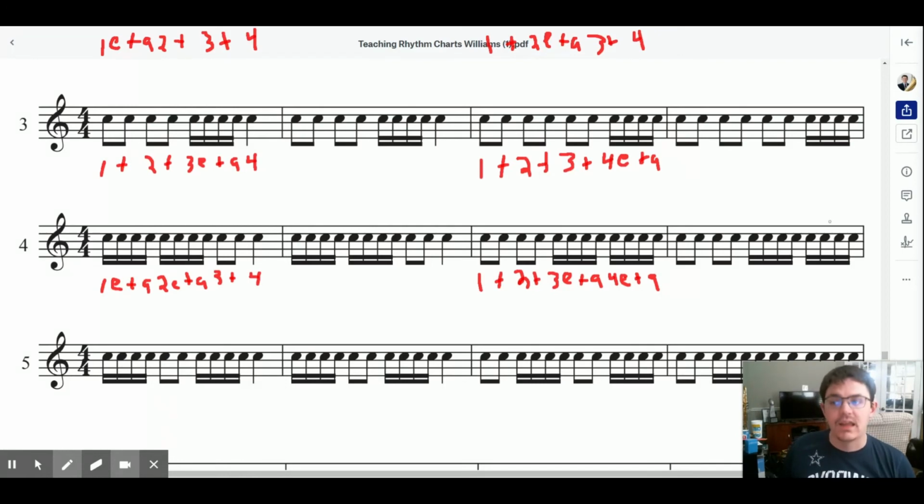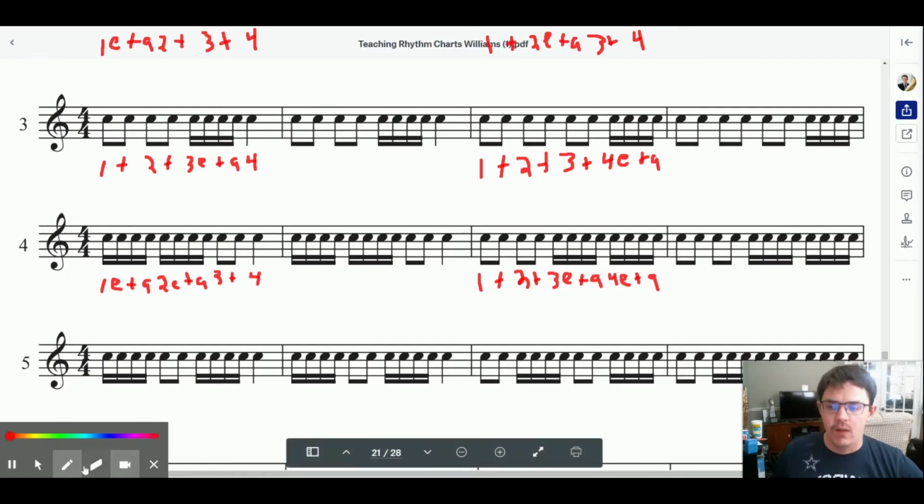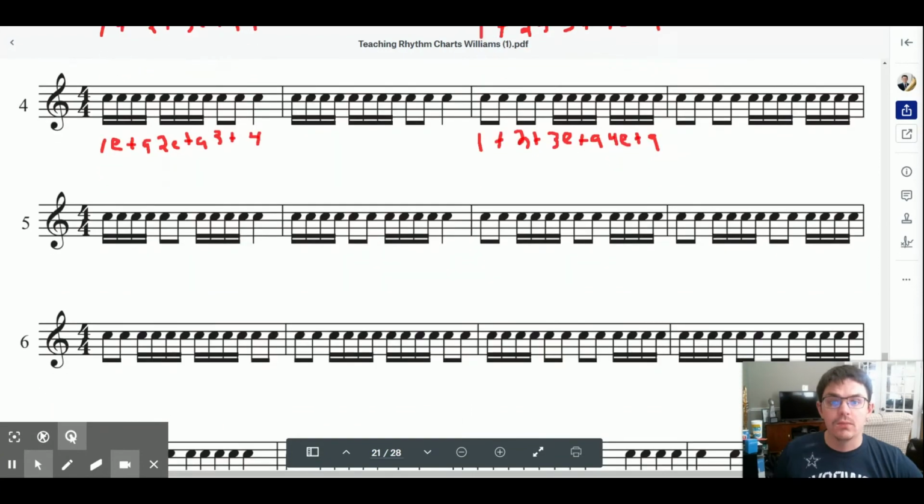Very nice. Count all of line 4 now. 1, 2, line 4, count and clap. 1 E and a, 2 E and a, 3 and 4. 1 and 2 and 3 E and a, 4 E and a. Very good. Line 5. I want you to write in your counting completely on your own.